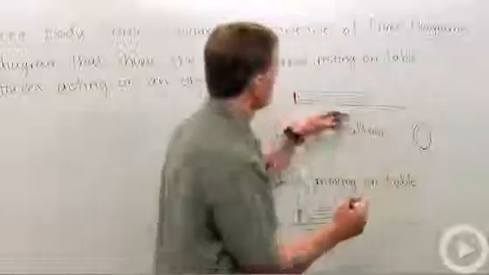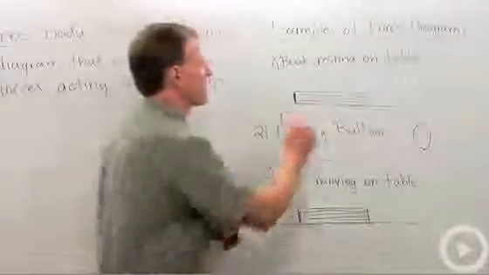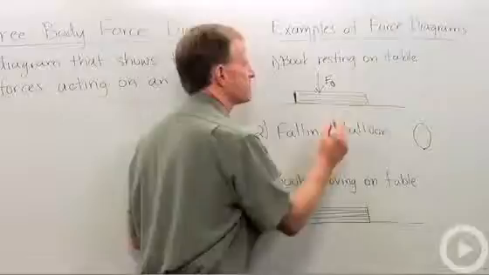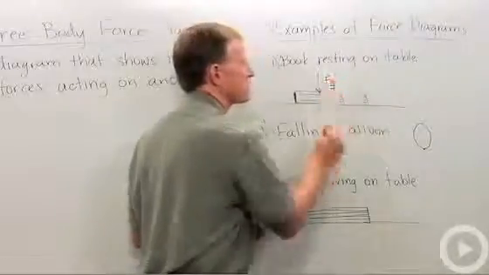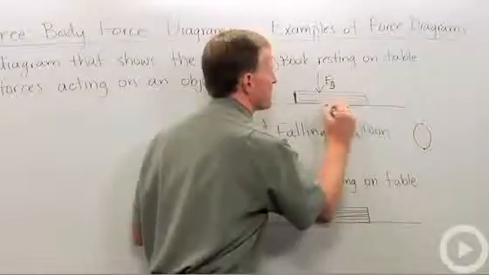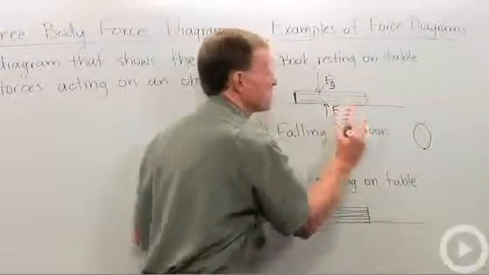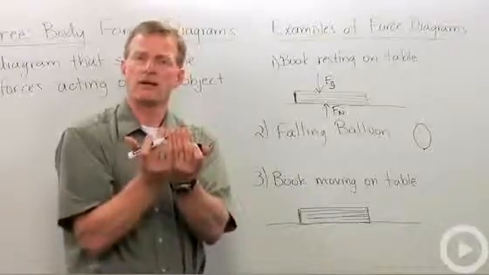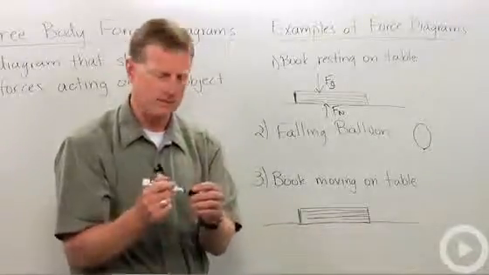So if I do a diagram of my book, I've got a force down, which I'm going to call Fg, force of gravity, okay? But I have another force acting up on that book, and that's the normal force. That's the table applying an equal force on that book so that book doesn't fall to the ground, okay?